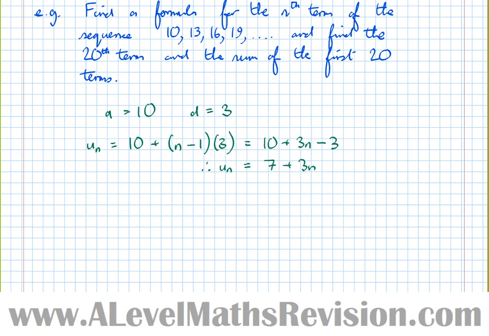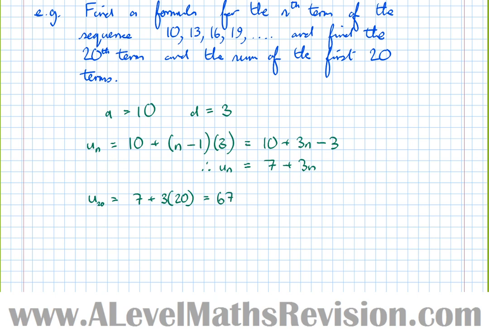So then it asks to find the 20th term. So we denote that with u_20. This little subscript is the term number. Equals 7 plus 3 lots of 20, which is 67. That's the 20th term.